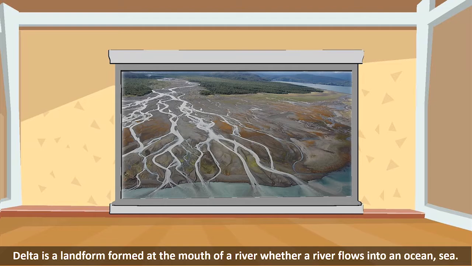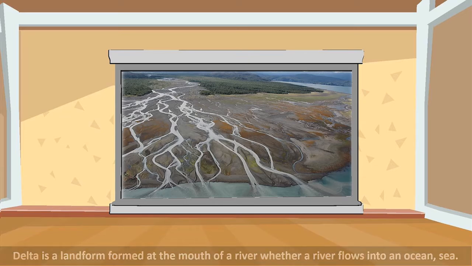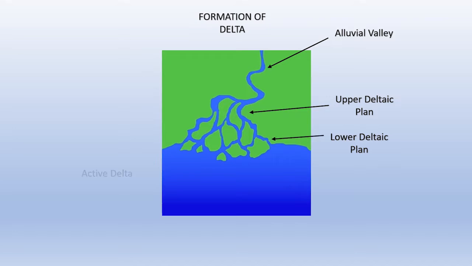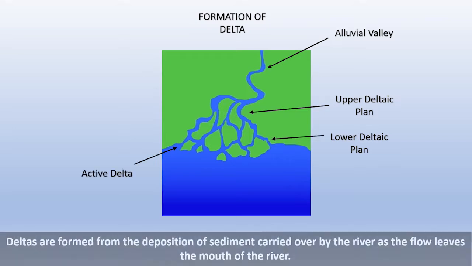The landform that is formed at the mouth of the river, irrespective of the location of drainage, is known as a delta. These deltas are formed by the deposition of the silt and the alluvium that the river carries on its course from the mountains to the lower phase.